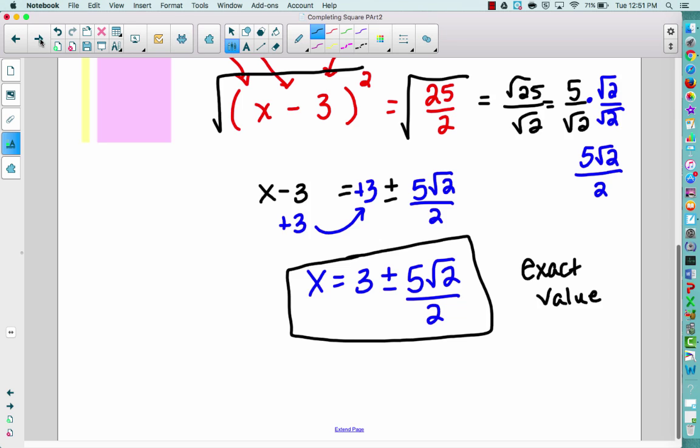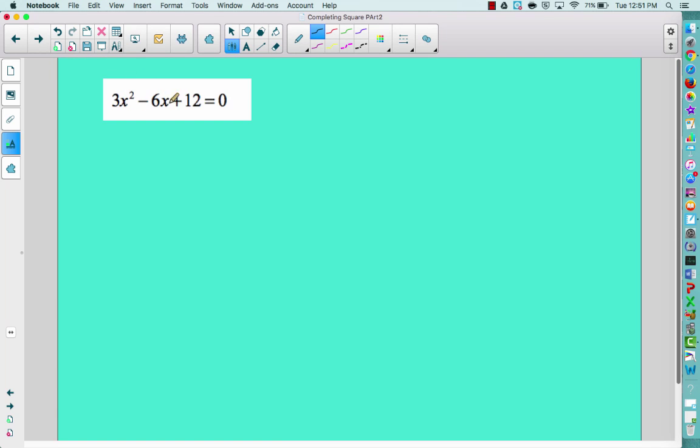All right, let's try one more. 3x squared minus 6x. Yours says plus 12 equals 0. I want you to change that to minus, okay? All right, so I see that x squared does not have a coefficient of 1, so I'm going to divide every term by the leading coefficient. So I get x squared minus 2x minus 4 equals 0.